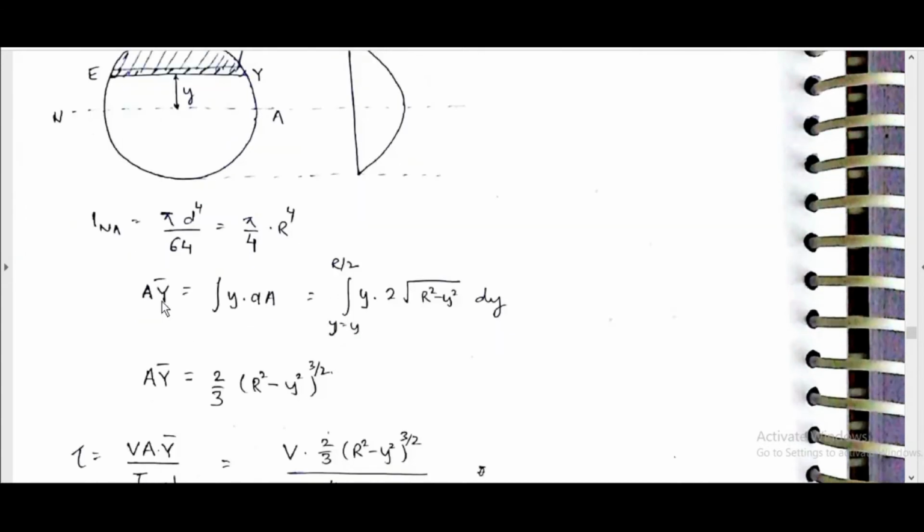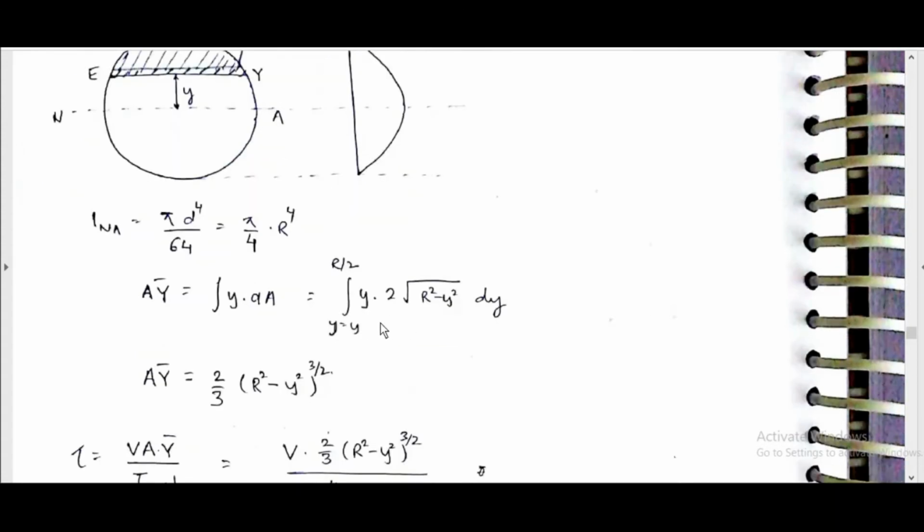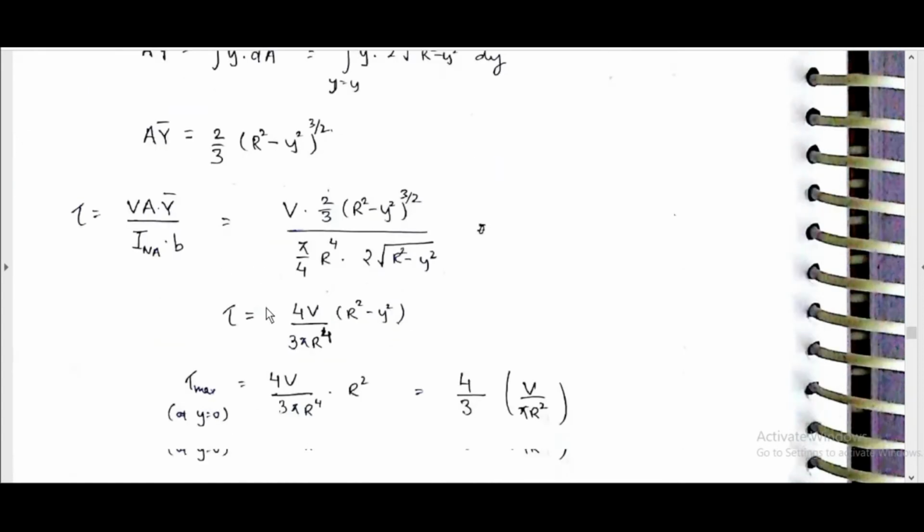A y bar is equal to integral y dA, which is equal to integral from y to r of y into 2 root of (r square minus y square) dy. We are finding this only for this section. So A y bar is equal to 2 by 3 into (r square minus y square) whole power 3 by 2.